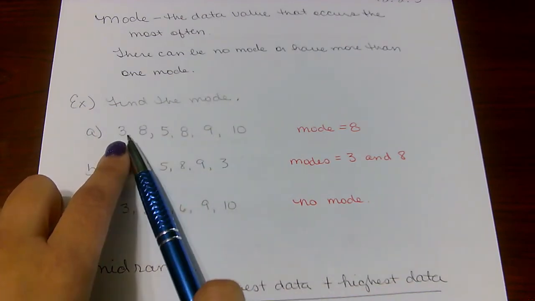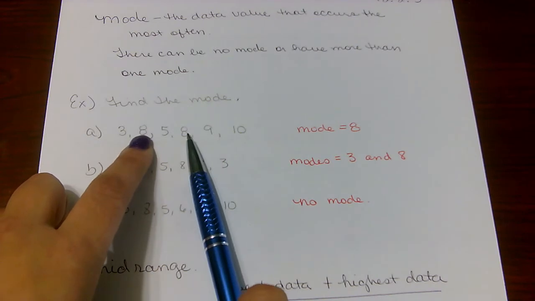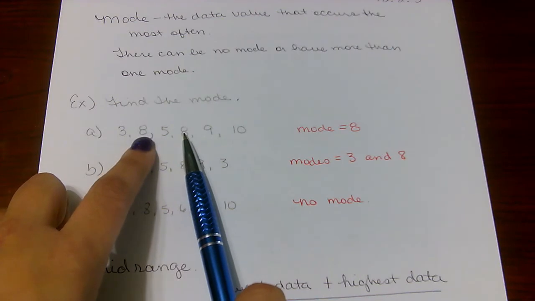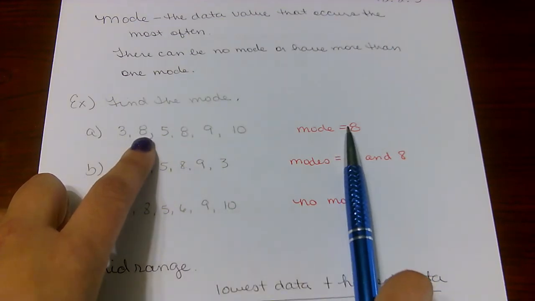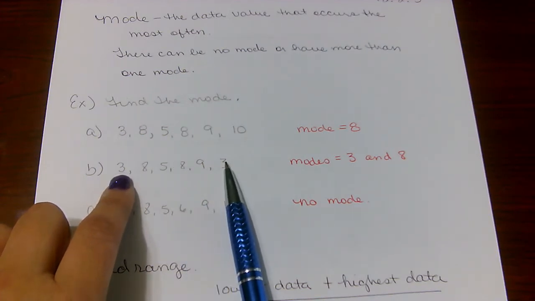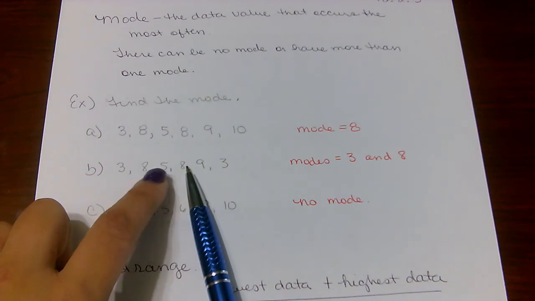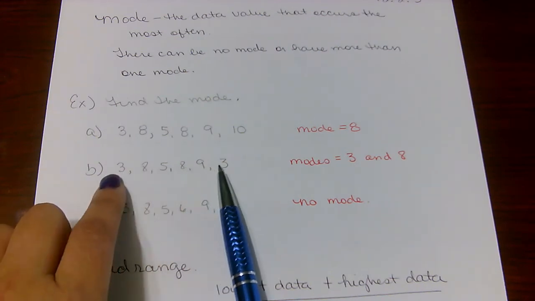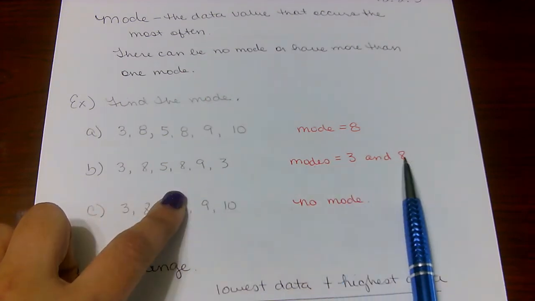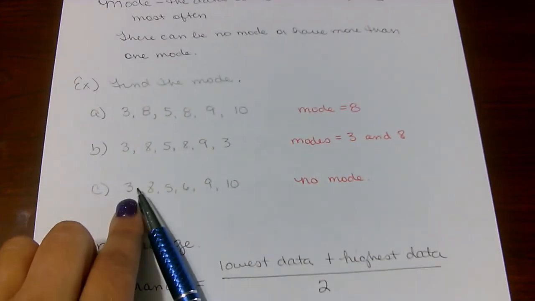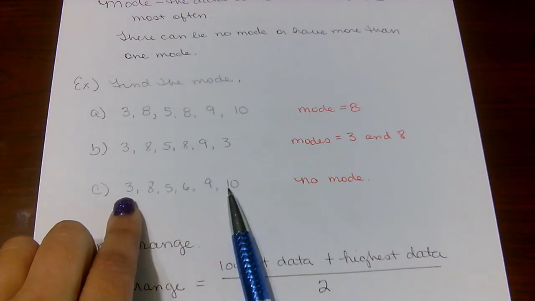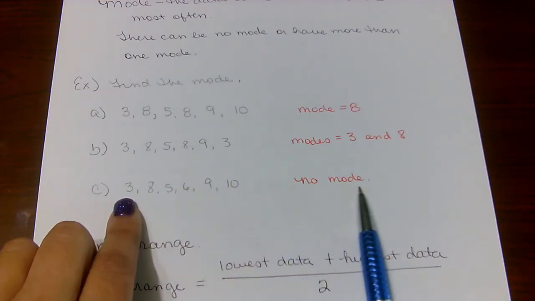When we're looking here, we see a 3, we see 2 8s, a 5, a 9, and a 10. Because the 8 comes out more than once, our mode is going to be 8. For part B, we see a 3 and another 3. That means we have 2 3s. We also have 2 8s, 1 5, and 1 9. Because the 3s and the 8s come out exactly twice, our modes are going to be 3 and 8. For part C, look at 3, 8, 5, 6, 9, and 10. Here, none of these numbers repeat, therefore we do not have a mode here.